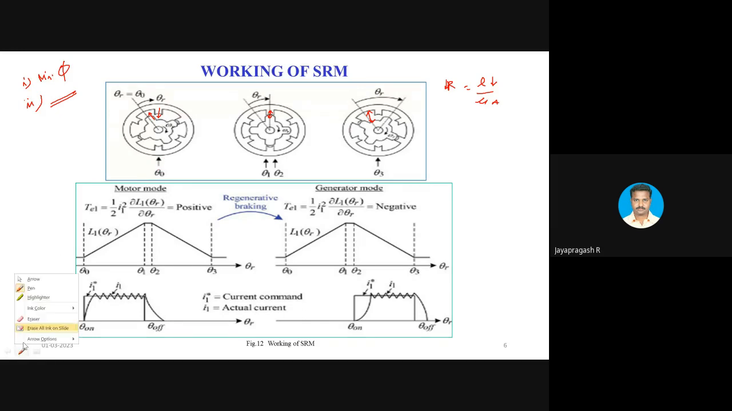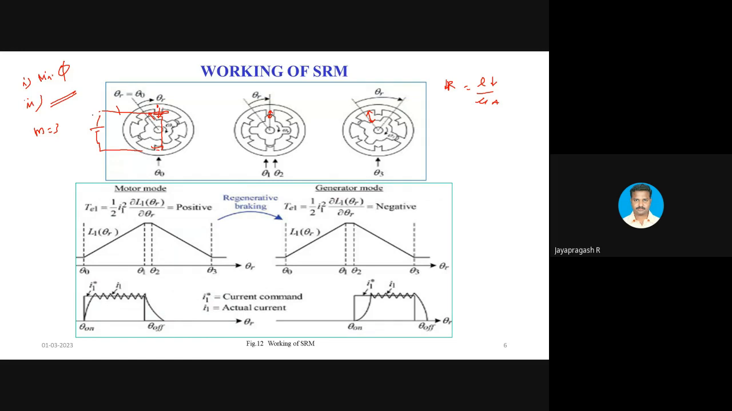For example, say this is phase 1. It has diametrically opposite poles. Actually there are 6 stator poles, 1 2 3 4 5 6, so the number of phases is equal to 3. It's a 3-phase machine, so there will be a 3-phase winding. Each phase winding is divided into 2 coils, which are placed on the diametrically opposite poles and connected to the DC supply, and this DC supply is switched by means of a power electronic converter.